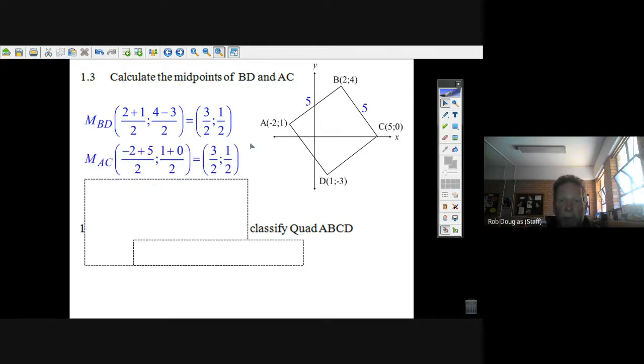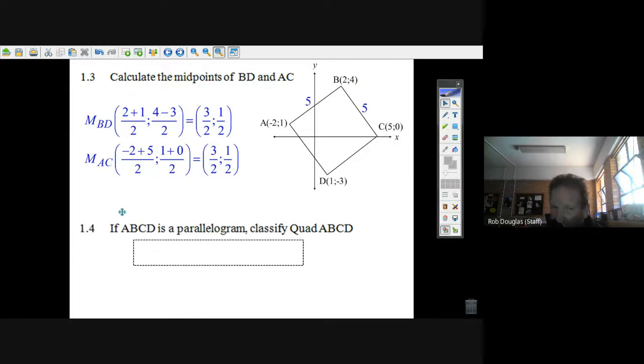Let's do the midpoint of AC. The midpoint of AC is we go -2 plus 5 over 2. Hey, that's 3 over 2. And then we go 1 plus 0 over 2. Hey, these two midpoints are exactly the same for the diagonals. That's quite a useful thing.